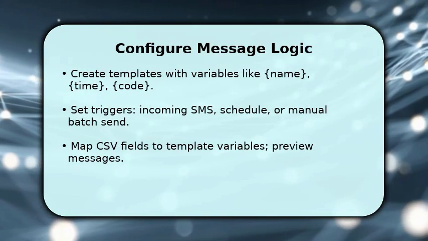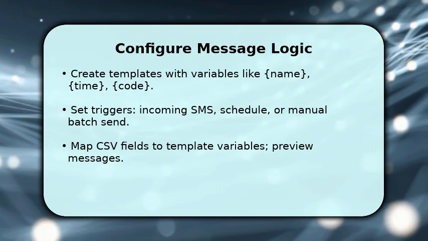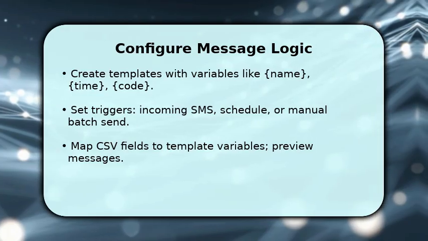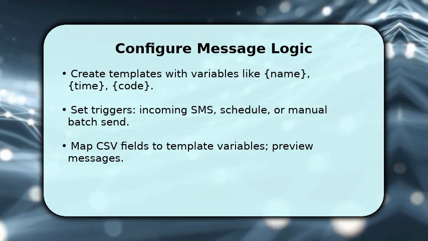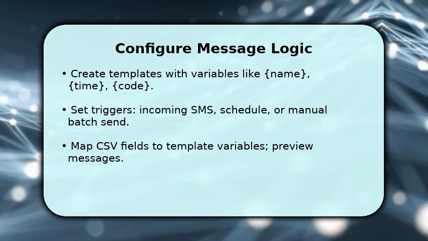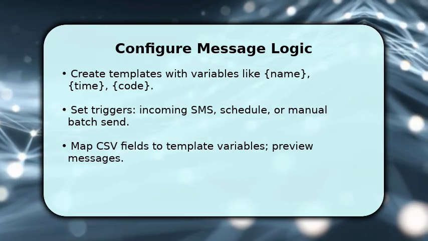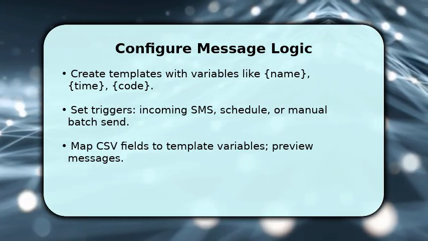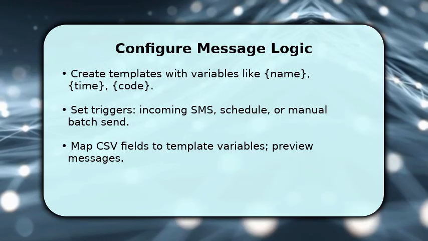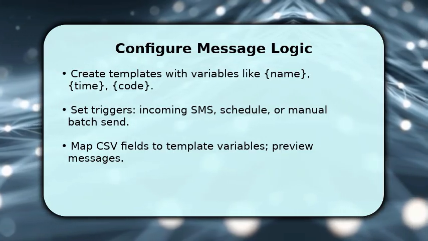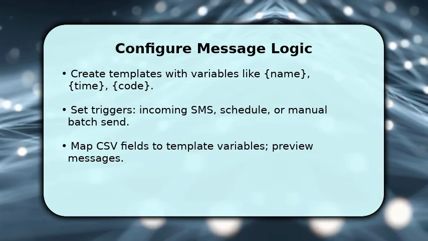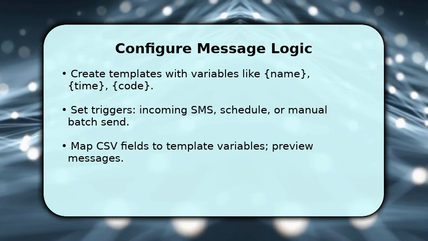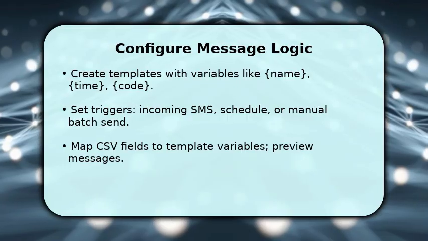Now you configure the message logic. Draft templates that include variables such as name and appointment time so personalization is automatic. Define triggers, choose scheduled sends, incoming SMS replies, or manual batch starts, and set rate limits to avoid blocks. Map CSV columns to template variables carefully, then preview a few generated messages to verify formatting and line breaks. Make sure delays between sends are realistic to mimic human timing and reduce the risk of account restrictions.